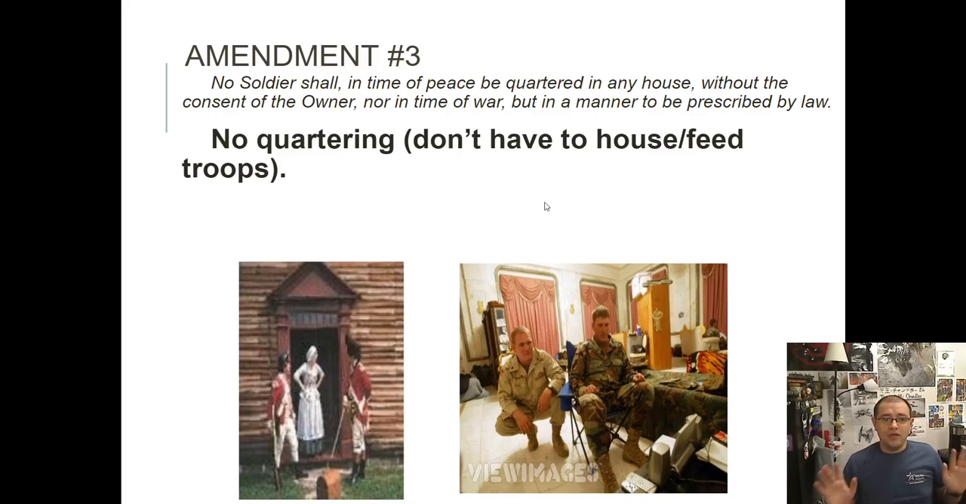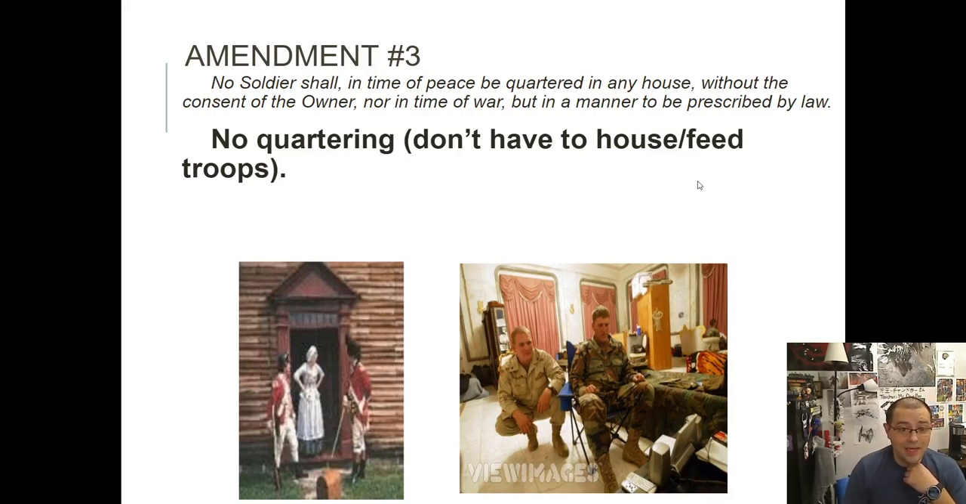Amendment number 3, no quartering. You don't have to house or feed troops. So pretty big there. Now, of course, again, let's look at the fine print. No soldier shall, in time of peace, be quartered in any house without the consent of the owner, nor in time of war, but in a manner to be prescribed by law. In other words, if we're not at war, no quartering. If we are at war, no quartering unless Congress says so. So it's an interesting one. And again, people really rarely think to read the fine print.